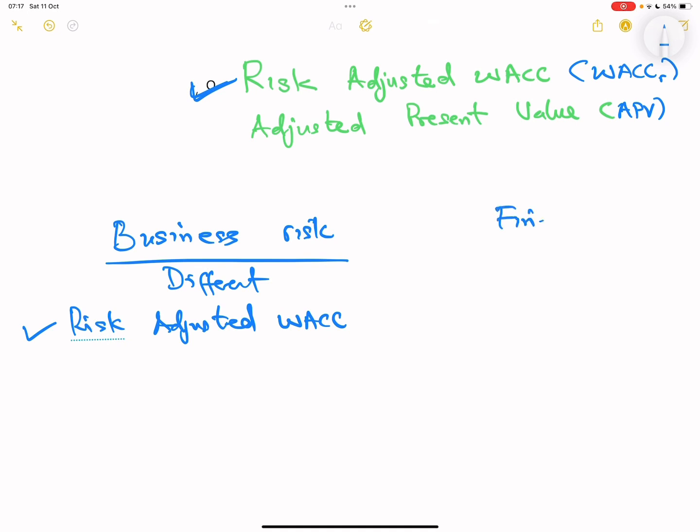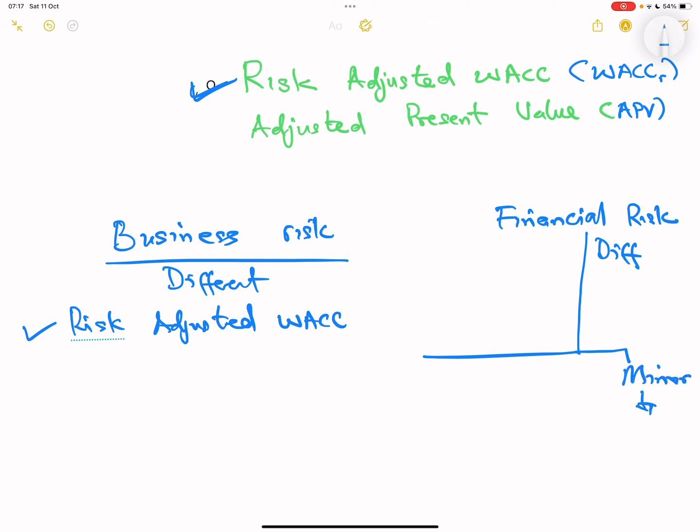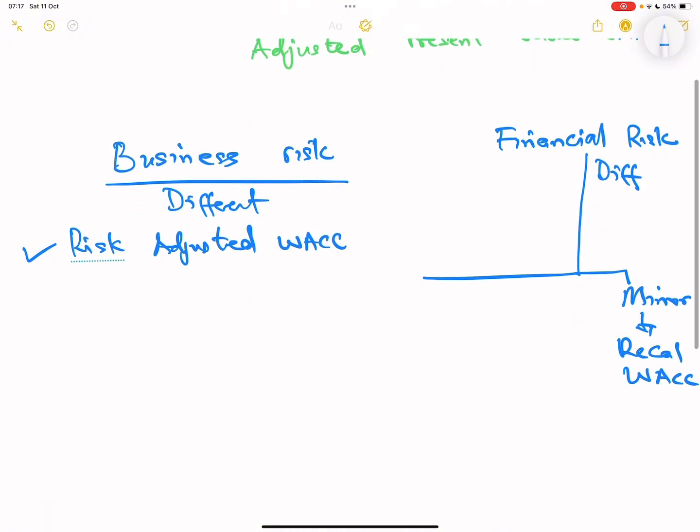However, if it is financial risk that is different, then you need to ask two questions. The difference, is it significant or minor? If it is minor, you can just recalculate WACC, your normal WACC, which means, remember, your normal WACC is proportion of debt times cost of debt after tax, 1 minus T, plus proportion of equity times cost of equity. So cost of equity remains the same, cost of debt remains the same. Just use the new proportion to calculate the WACC.